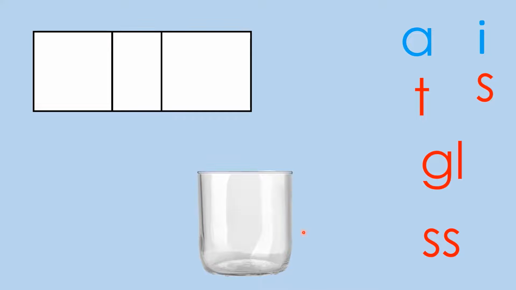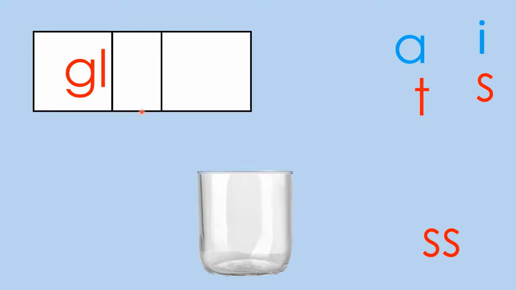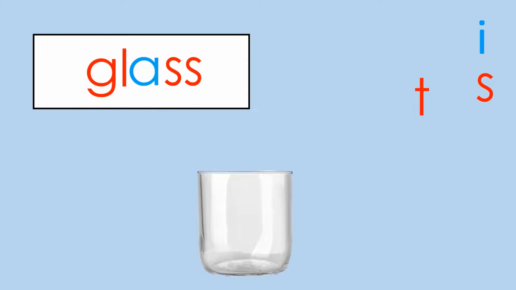Now we are going to build the word glass. Gl, gl, a, gl, a, s. Glass.